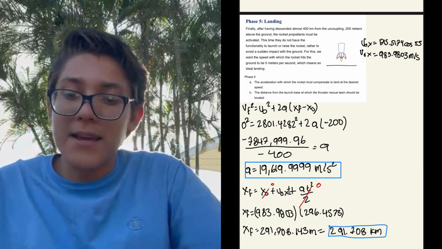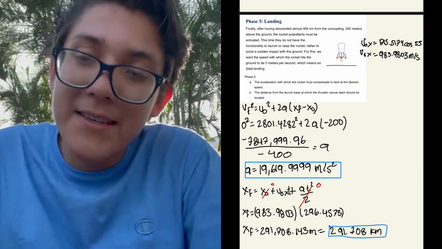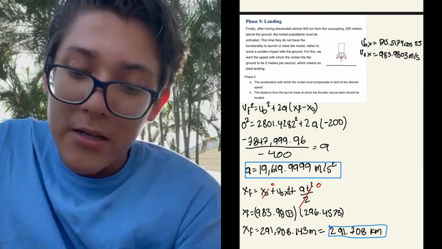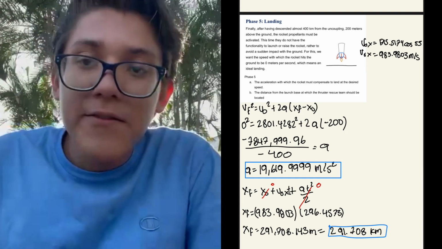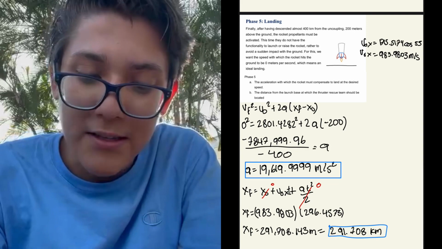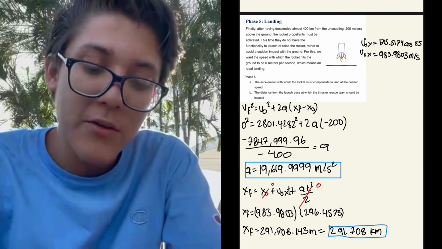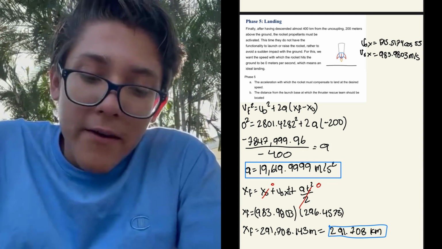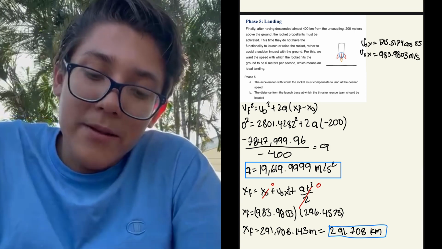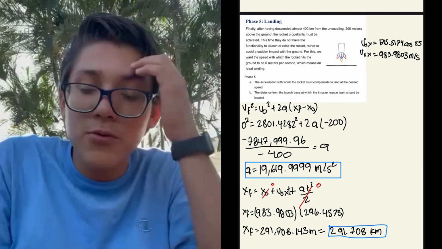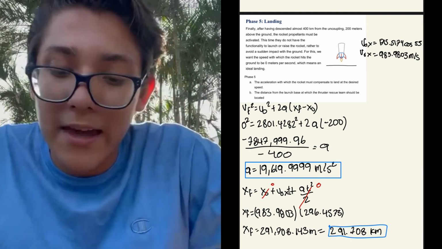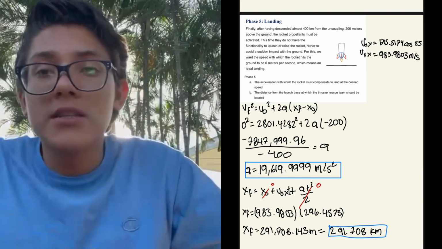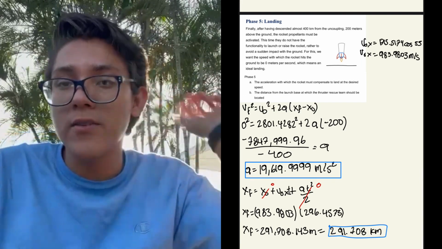Last phase, the landing, we're asked for 2 things: the acceleration with which the rocket must compensate to land at the desired speed, and the distance from the launch base at which the thruster rescue team should be located. For the first question, we're asked for the acceleration, and we're going to use the formula of final velocity squared equals initial velocity squared plus 2 times acceleration times the final distance minus the initial distance, in which the final velocity will be 0 because we're landing.